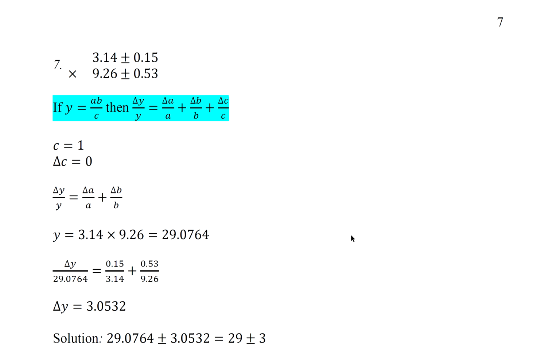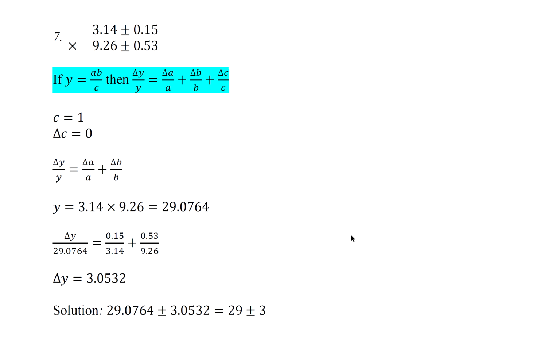y is going to be 3.14 times 9.26. And now we could solve for delta y by plugging in all of those values into the blue equation. So really understand what's happening. First we multiply to get y, and then we plug into the equation to get delta y.